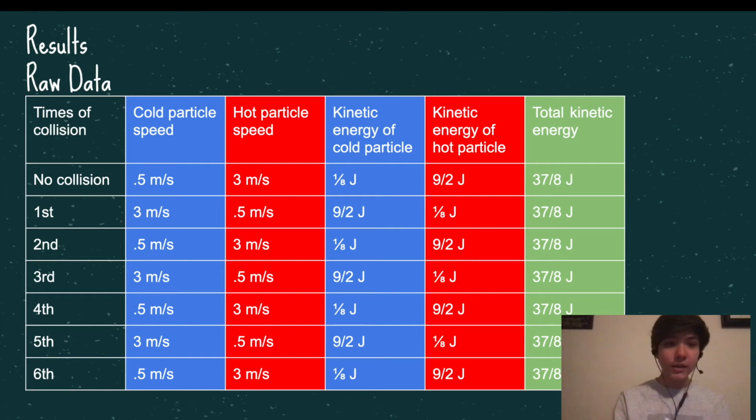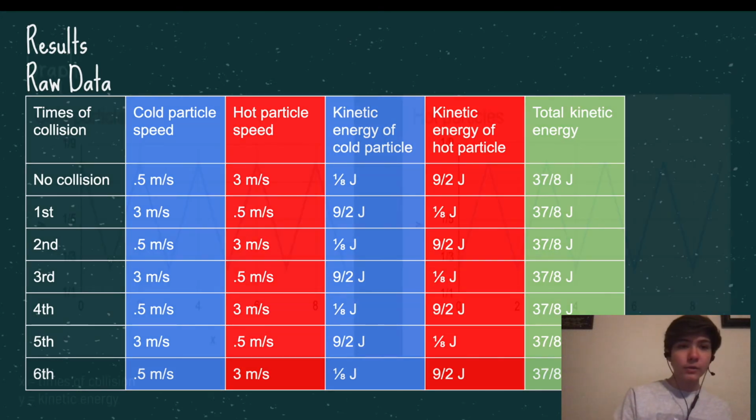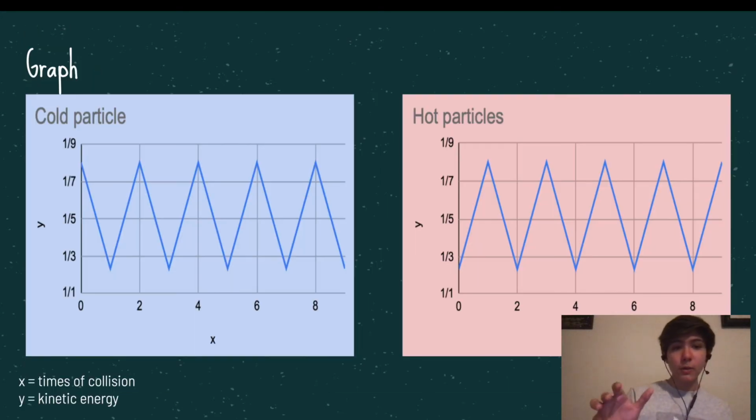Something interesting happened in this experiment. I saw that at the first collision, the cold particle took the hot particle's speed, and vice versa. The hot particle took the cold one's. It switched the speeds. So I can see that the kinetic energy was also switched, but the total kinetic energy stayed the same. Here in the graphs, we can see how the cold particle started slow, and then it went up, down, and the same for the hot one.